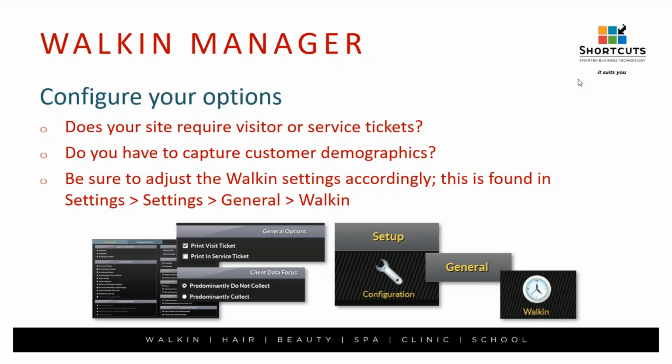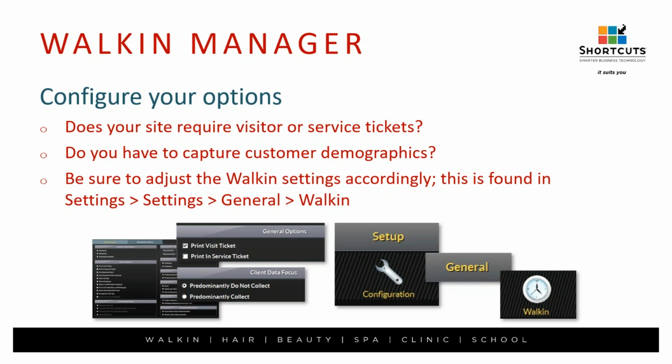Okay, so we were talking about configuring the options in your walk-in manager. For this, you'll want to go to settings, and you'll usually have to log in at the owner level. You're going to go to Settings, General, Walk-in. Some of the things you might want to look at: does your site require visitor or service tickets? Do you usually physically print a ticket that has the name of the customer, the service they're receiving, and perhaps a little space for the staff to put in notes? If so, there's an option to enable printing either visit tickets or in-service tickets, or you can turn that feature off because the customer just goes to the chair and gets a haircut or whatever the service is. You don't need to print any tickets.